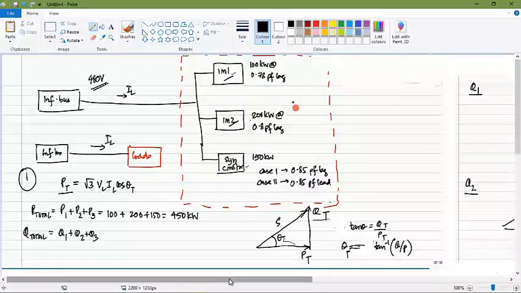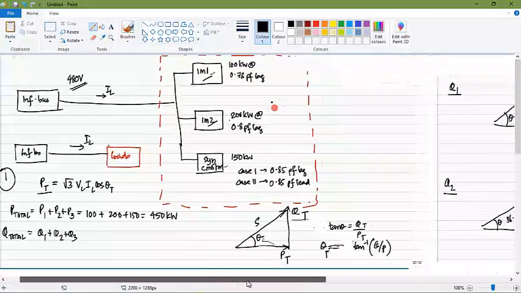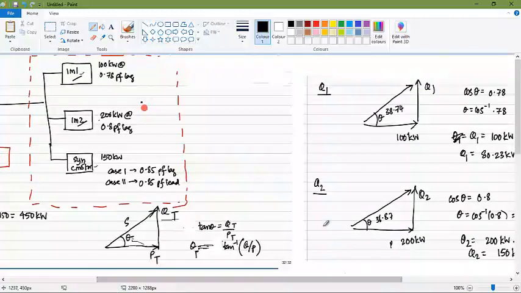So we begin with the first load, that's motor 1. Since we know the real power of the first load and we know the power factor, we can use the same power triangle. The power factor is 0.78 lagging, so we can find theta. We know cos theta is the power factor, so cos theta is equal to 0.78. Making theta the subject, cos inverse of 0.78 gives us 38.74 degrees.